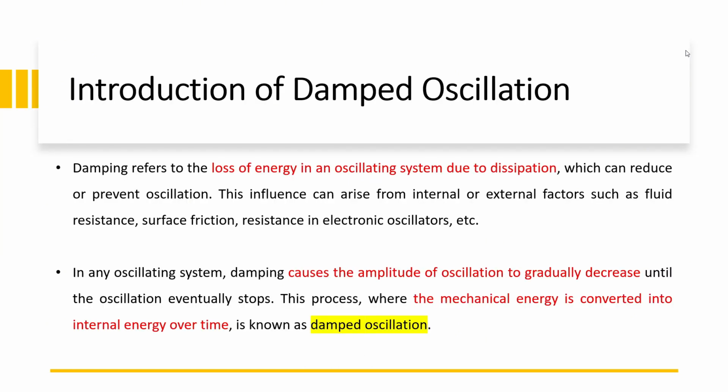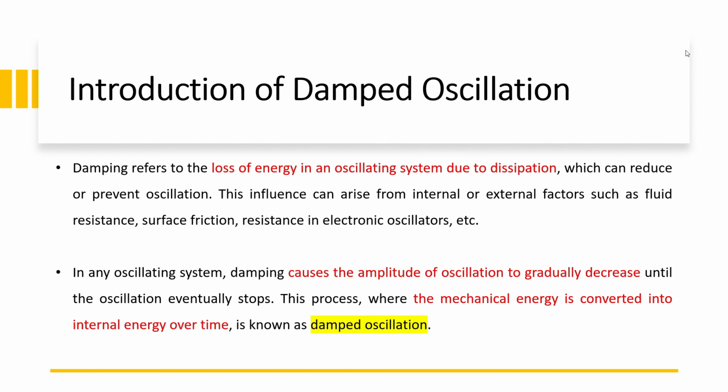First, let's make a brief introduction of damped oscillation. Damping refers to the loss of energy in an oscillating system due to dissipation, which can reduce or prevent oscillation. This influence can arise from internal or external factors such as fluid resistance, surface friction, and resistance in electronic oscillators.